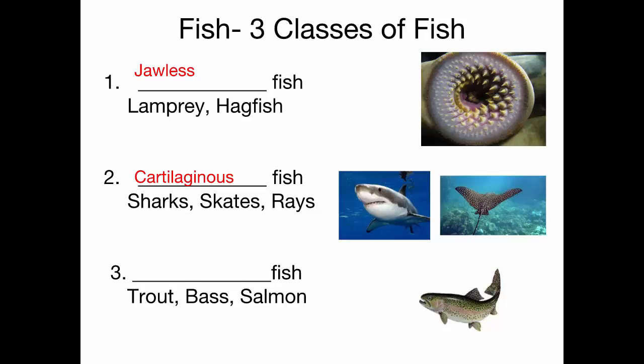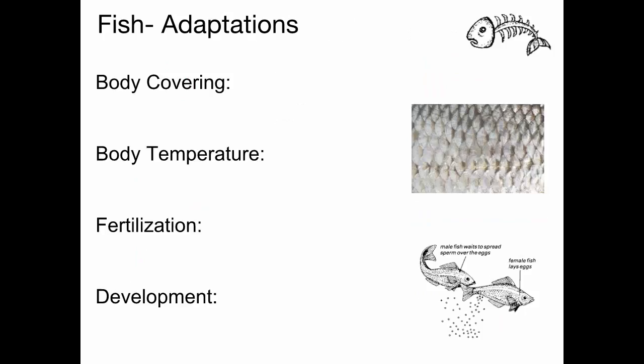And that is the group you're probably most familiar with. You call them bony fish. They have a full skeleton of bone, they have a jaw, and this is most of the fish that you're familiar with. A trout, a bass, okay? Salmon. Those are bony fish. And that's what we're going to be talking about. So what is the fish's body covered in? Scales.